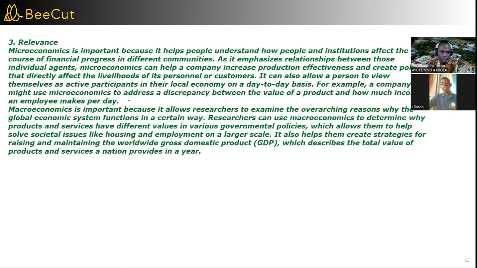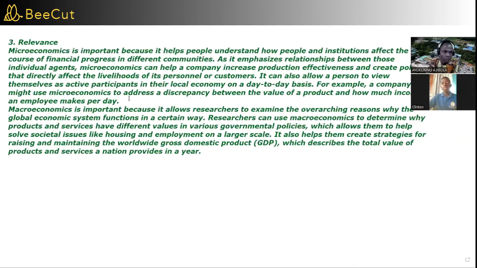And if before a month, maybe in a week, you're able to sell the 12, then that means you are earning 10,000 naira per week. And if you have great marketing skill and know how to sell the product, if you're able to sell 12 in a day, that means you'll be earning 10,000 naira per day. You understand? Yes, sir. So they use microeconomics to determine this. For example, a company might use microeconomics to address the discrepancy between the value of a product and how much income an employee makes per day.